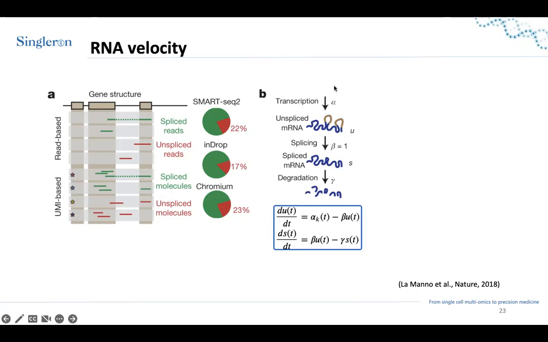So you have transcription, so you get unspliced mRNA with a rate of alpha here. Also, you have a t, which means that it changes with time, but actually in this model it doesn't change with time. It's just assumed to be constant. It's only gene dependent, where k is the parameter indicating that it corresponds to the k-th gene. Okay, so you have these equations, and if you solve them, you would get things like that.